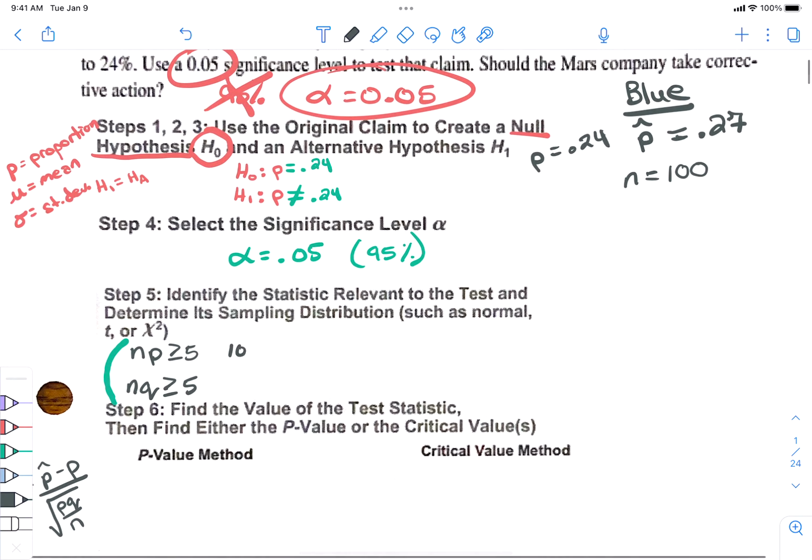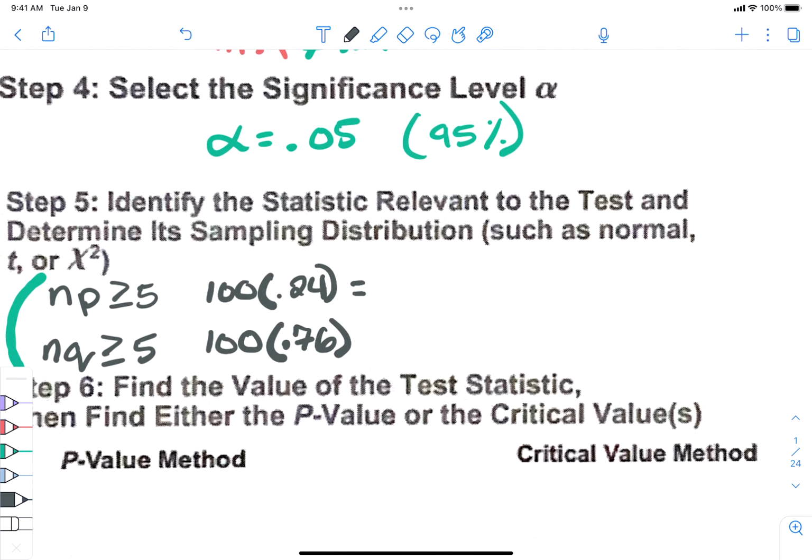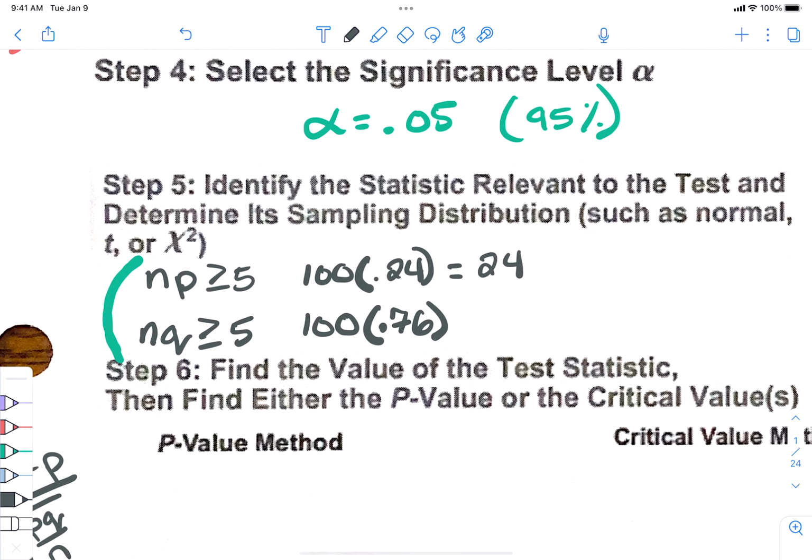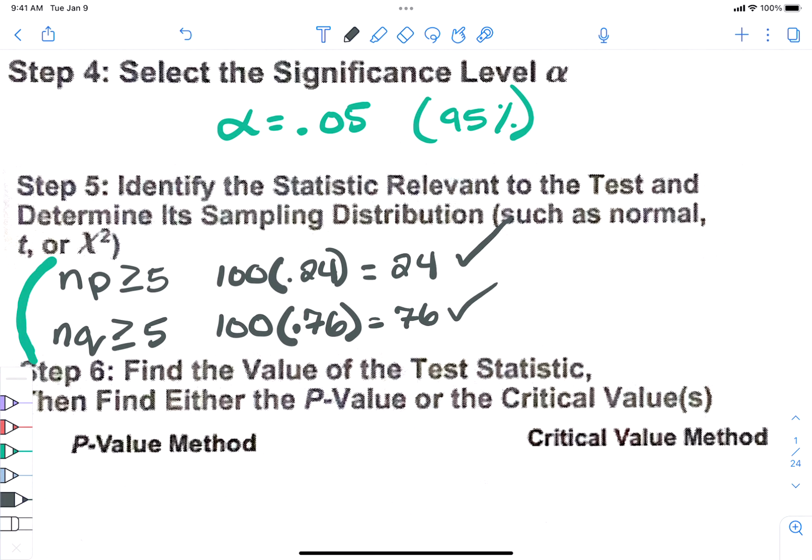All right, so we're going to check these off. We're going to take 100 times P, which is 0.24, and 100 times Q. What will Q be? 0.76. What's 100 times 0.24? 24. Just 24, right? Is that greater than 5? Yep. Check. 100 times 0.76? Just 76. Greater than 5? Check. If that's not true, we can't even do this study to start with because you're talking about extreme values and then we have some weird things going on, okay?